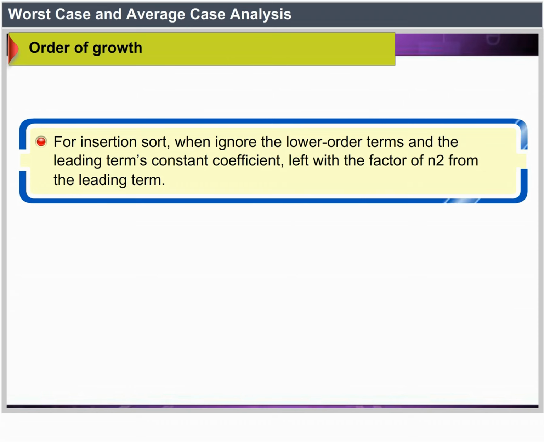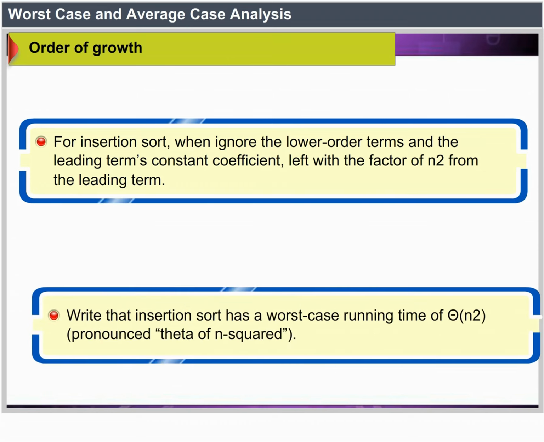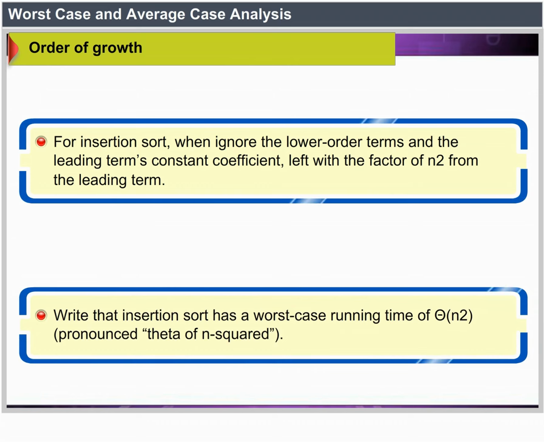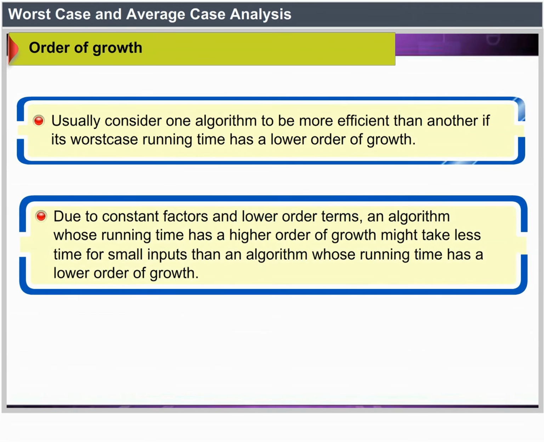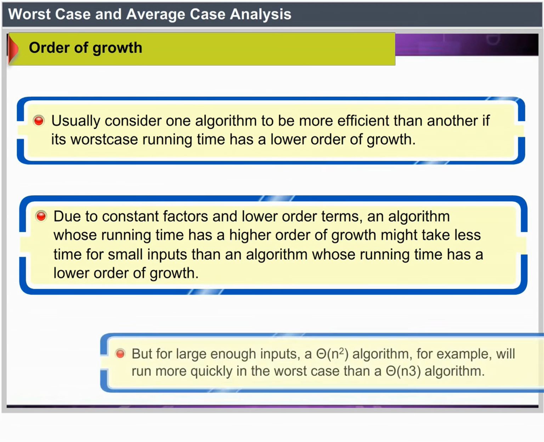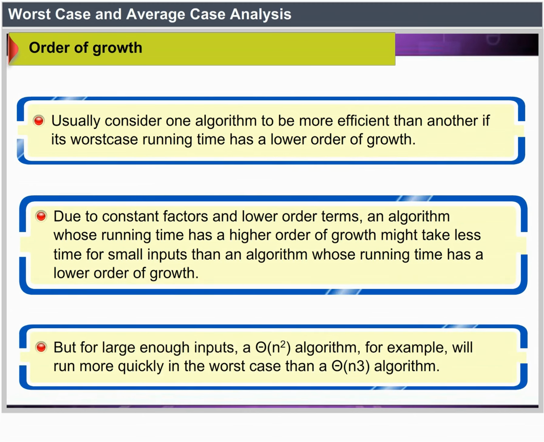We write that insertion sort has a worst case running time of theta of n squared. Usually we consider one algorithm to be more efficient than another if its worst case running time has a lower order of growth. Due to constant factors and lower order terms, an algorithm whose running time has a higher order of growth might take less time for small inputs than an algorithm whose running time has a lower order of growth. But for large enough inputs, a theta of n squared algorithm, for example, will run more quickly in the worst case than a theta of n cubed algorithm.